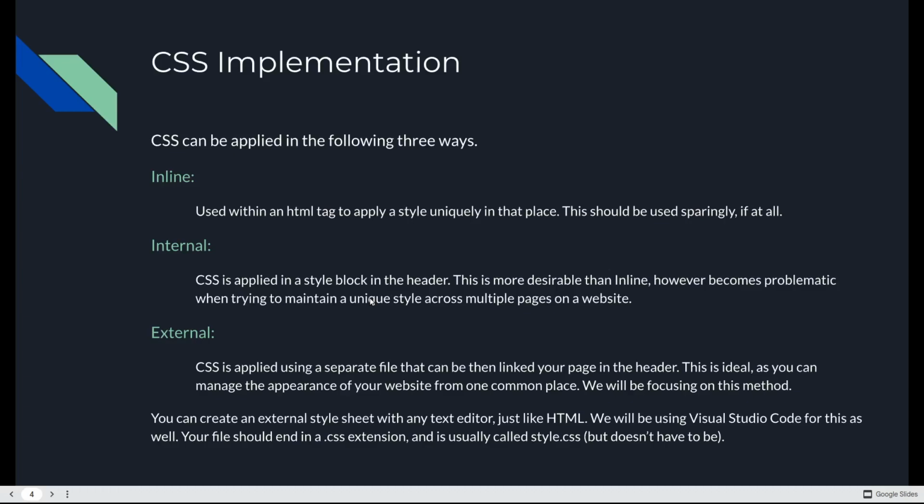Now, your file that you create should end in a .css extension, so you can identify what it is and what it does. And it's usually called style.css, but it doesn't have to be. In fact, you can actually use CSS to define separate unique styles for multiple different views on your website. Your standard view, mobile, and print, which is one that we don't talk about a lot.